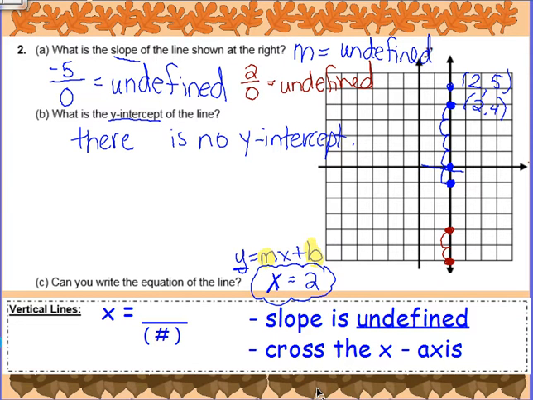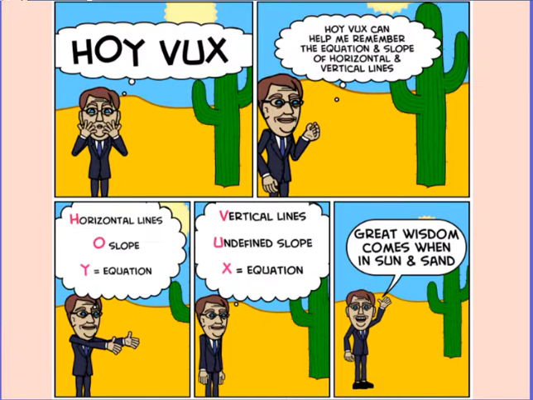So we just learned some important details about a horizontal line and a vertical line. Now it may be kind of tricky to help remember all of these details, but I'd like you to take a look at this cartoon here. Pause the video and take a moment to read this over. So here we have this cartoon. This man is saying, "Oi, vux!" Okay, and these two special words can help you remember the equation and slope of horizontal and vertical lines.